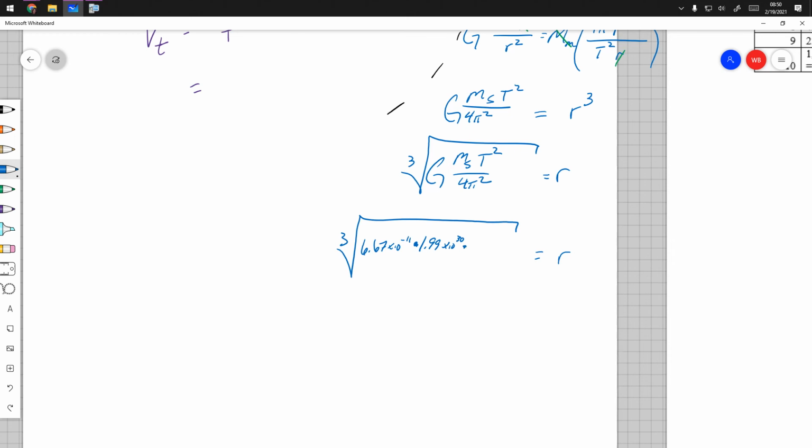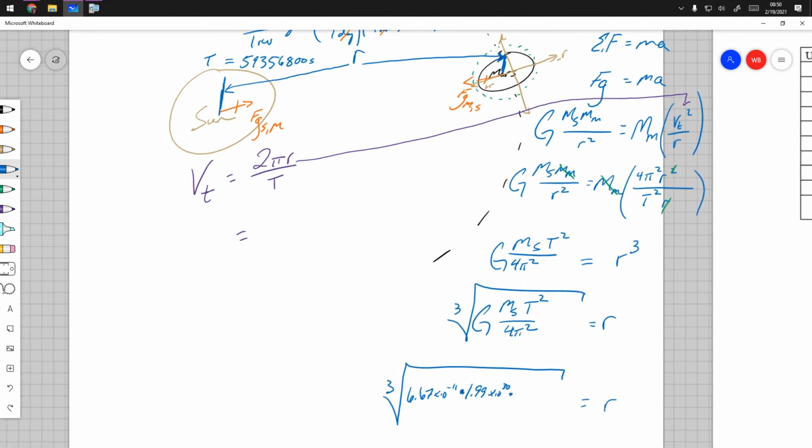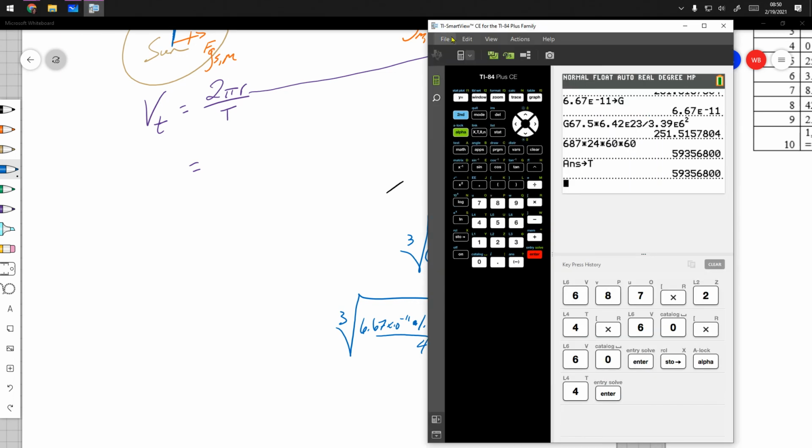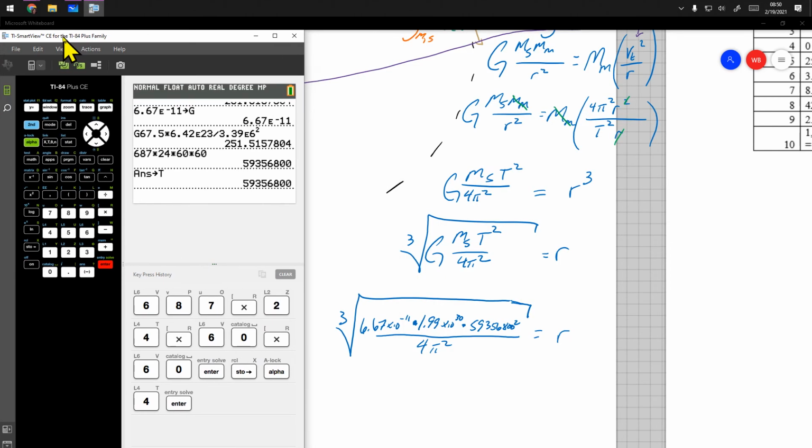That t squared there, it's 593,568,00 squared. And then divided by 4 pi squared. I'll leave that for the calculator there. So let's go grab our calculator and put all of this in. Now, I have already programmed in what G is. You should too, because it just simplifies things. Don't make things harder for yourself.